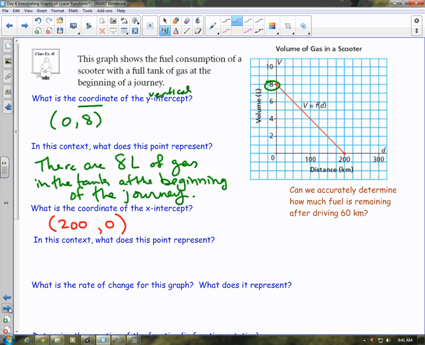So again, we say, well, the x value, the distance, is 200 when the y value, the amount of gas remaining in the tank, is 0. So how do we represent that? What does that mean? The 200, what is it, kilometers? 200 kilometers is either the length of the journey, or it's how far she can go on a tank of gas.